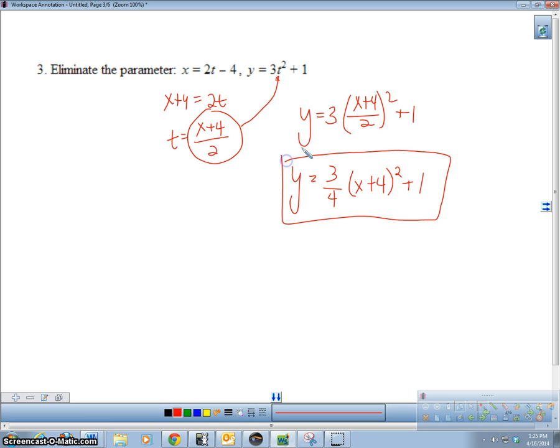So this is rectangular form. All right, let's look at the next one here.